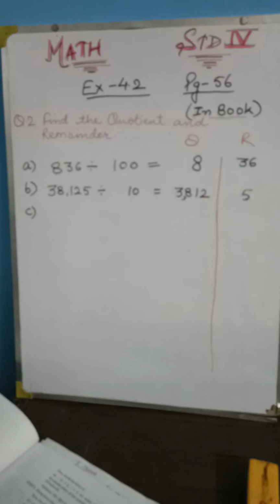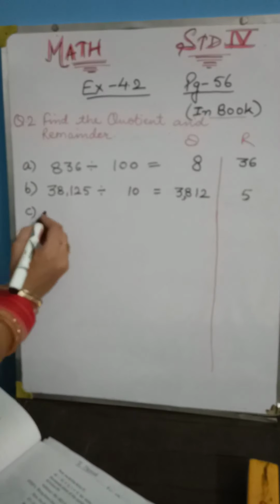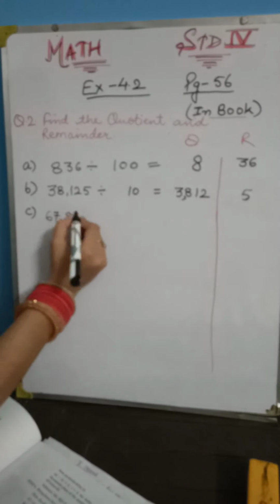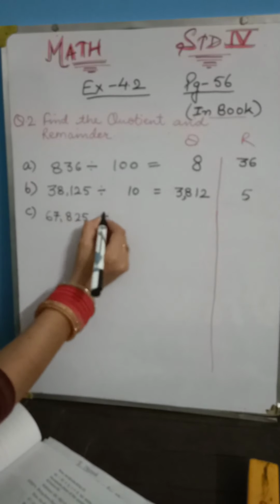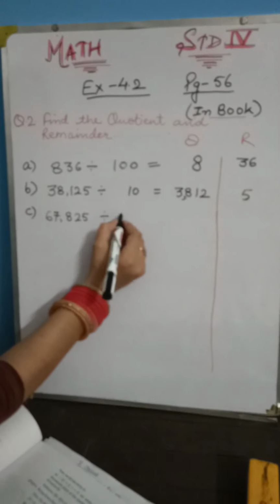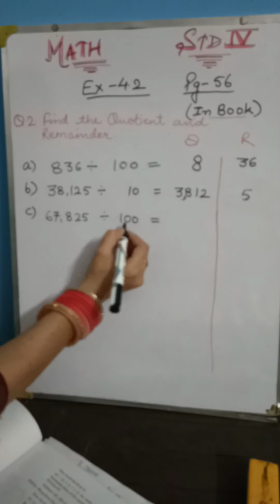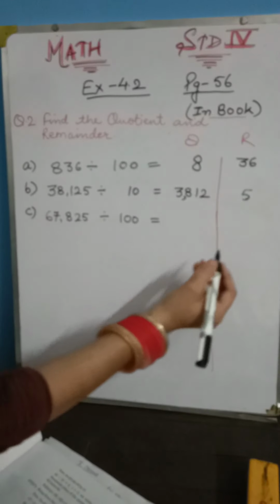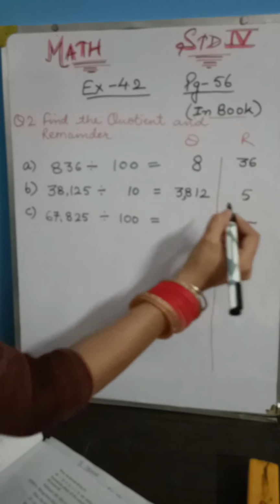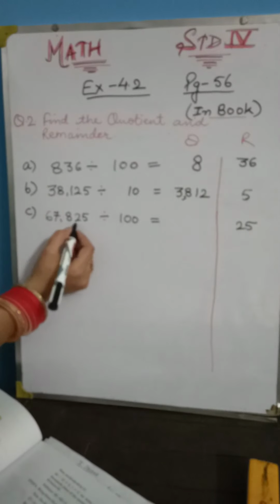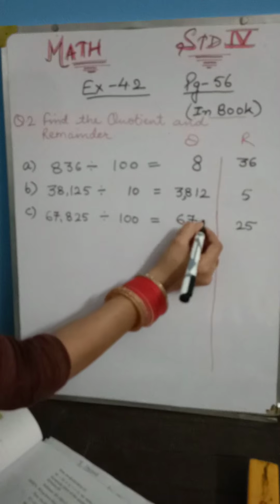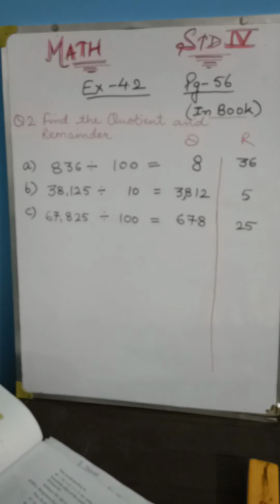Next, M part, 67,825 divided by 100. 100 has two zeros, so two digits. The two digits are 25. So that will come in the remainder column. What is left? 678. 678 is the quotient.